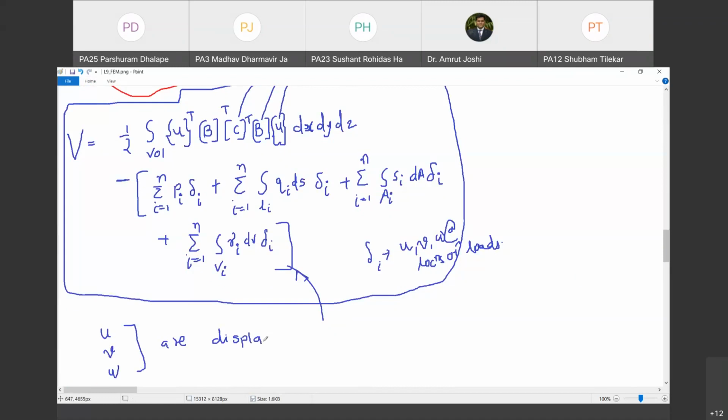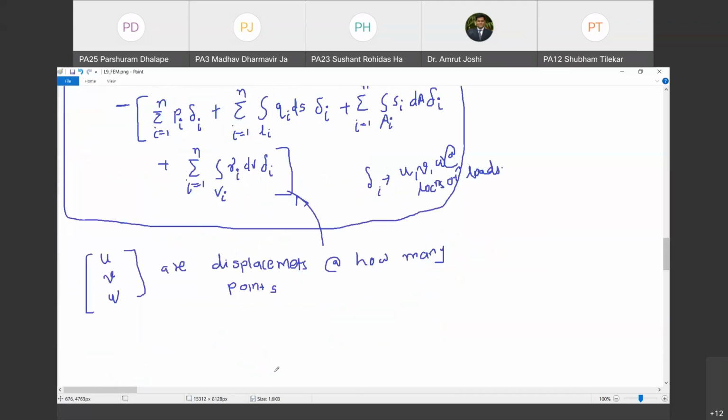Displacements at how many points? Can anyone answer this question? Infinite points. Very, very good. So Sushant said it is n numbers, but infinite is the correct answer because any body will have infinite points in it, and therefore UVW are displacements at all those points. So these are at infinite points.